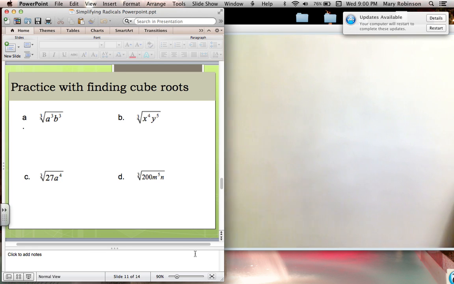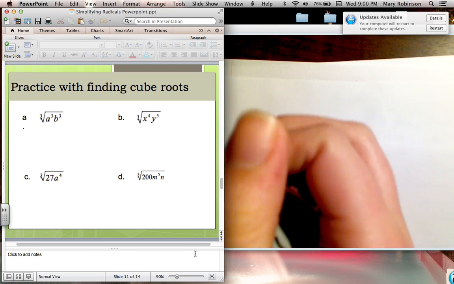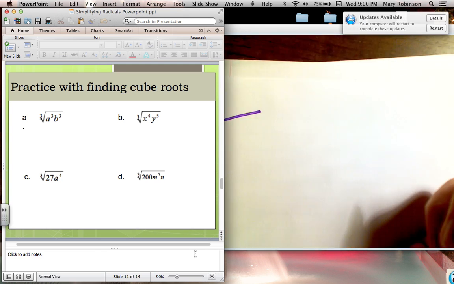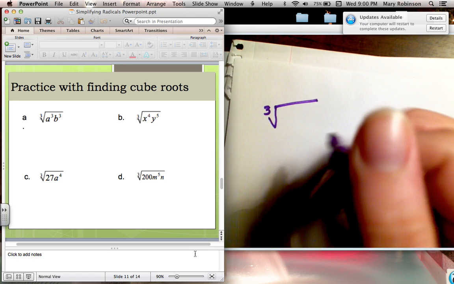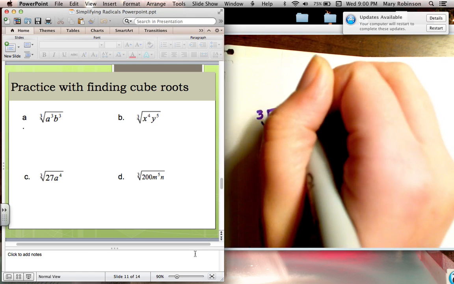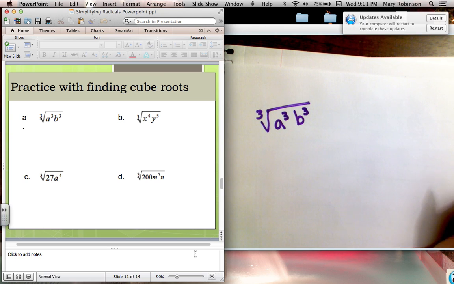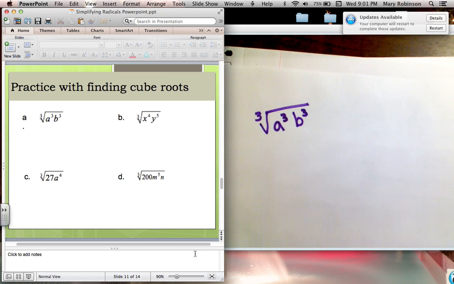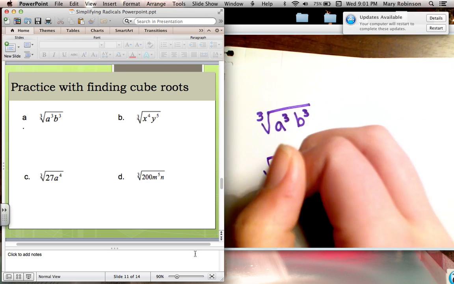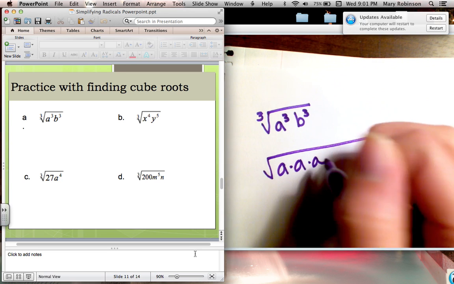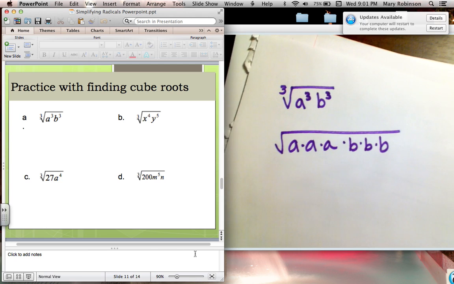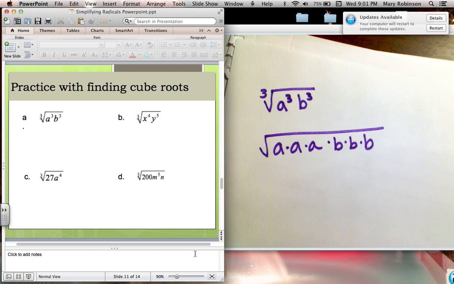Remember when I told you that the little number came into play? You have the index of 3 here. So you always write it if it's not a 2. Always have to write it. So we have a cubed, b cubed. Okay? So if we were to write out the prime factorization of this, we would get a times a times a times b times b times b. Sorry, I write a little crooked there.